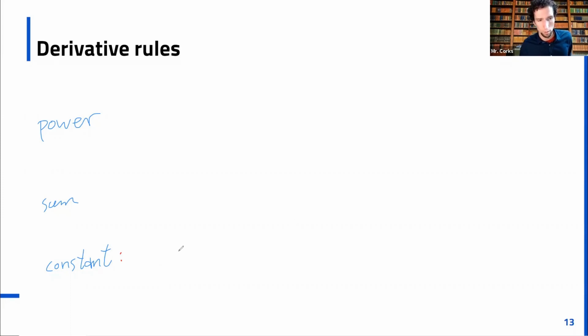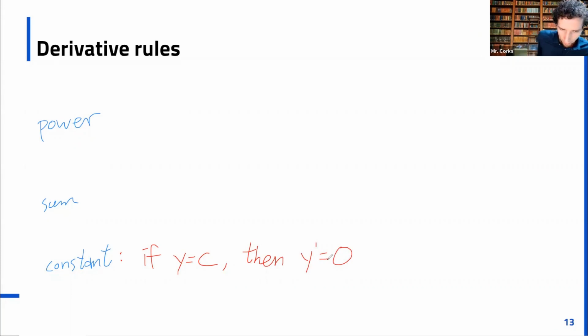y equals c. Okay, so if y equals c, then y prime, we read that as y prime, equals zero. Okay, so that's the formal statement of it. If y is equal to c, if y is a constant, then the derivative of that constant will be just zero. Okay, sum rule. Can someone tell me what that one is?